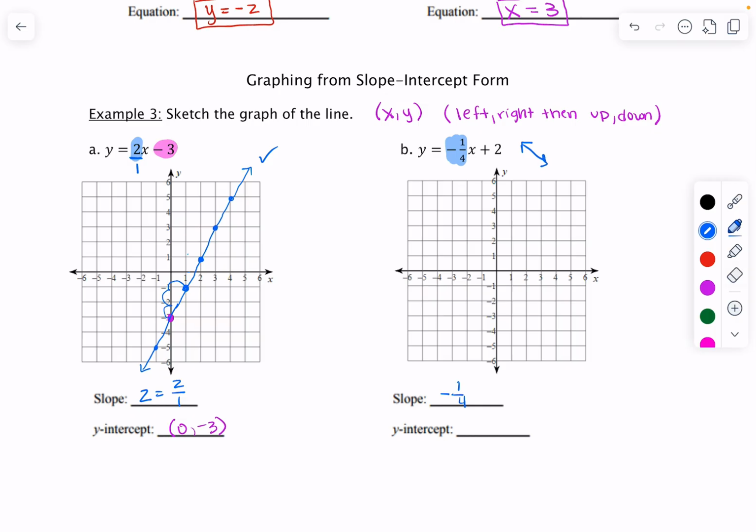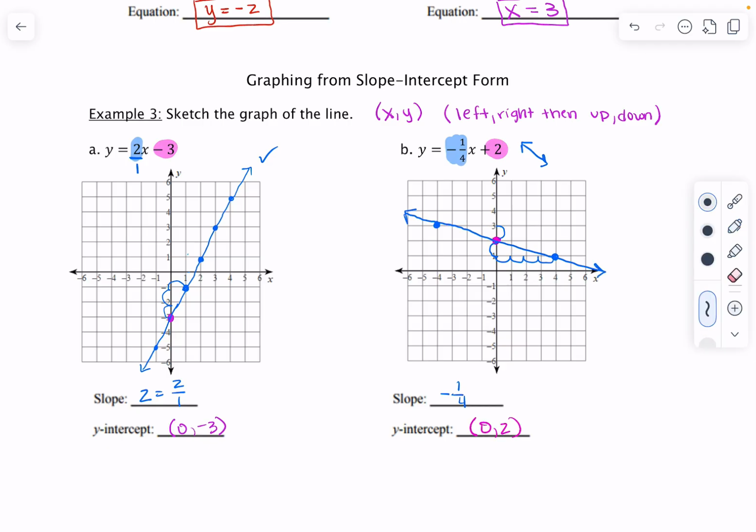The slope was -1/4. My y-intercept is at +2, so my y-intercept is at 0, 2. I'm going to plot my y-intercept first at 2. And now I have -1/4, so I can either go down 1 over 4 or up 1 over 4. If I go up 1, I need to go left 4 because that's forming a decreasing line. If I go down 1, I need to go right 4 because that's forming a decreasing line. It doesn't matter if you go up or down first, as long as you make sure you form a negative line.